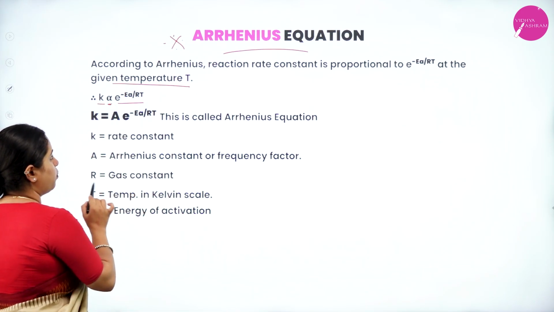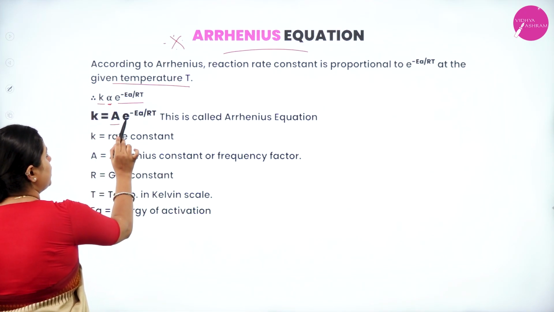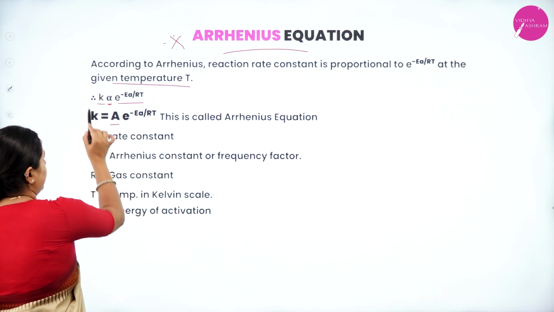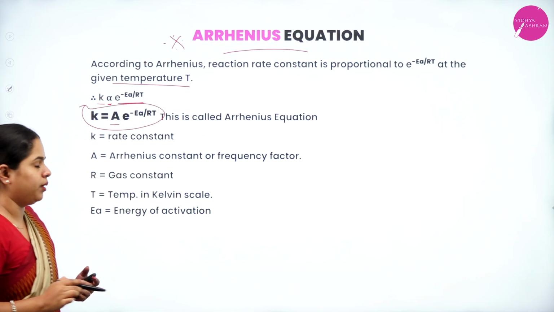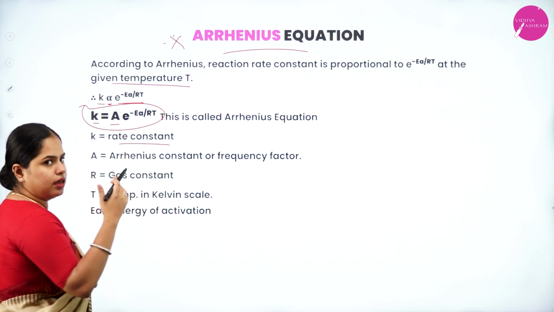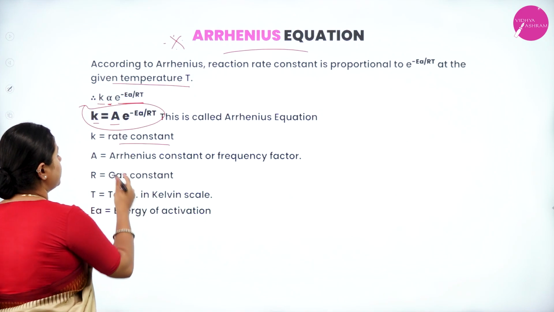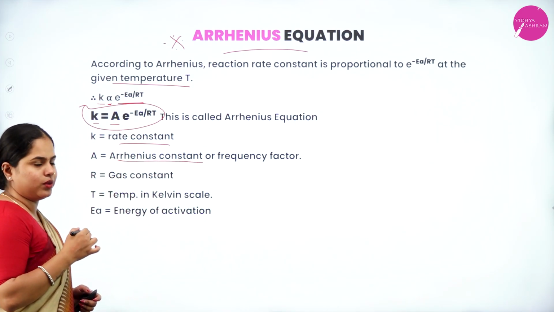So to remove this proportionality, we introduce a constant, that is k is equal to A into e to the power minus Ea by RT. So this particular equation is called the Arrhenius equation, which is very important. Here you have k, which is the rate constant, and A is the constant that we are introducing. So this is the Arrhenius equation. This A is called the Arrhenius constant or frequency factor.